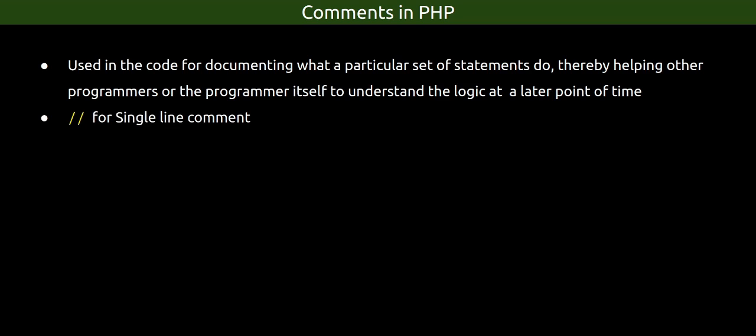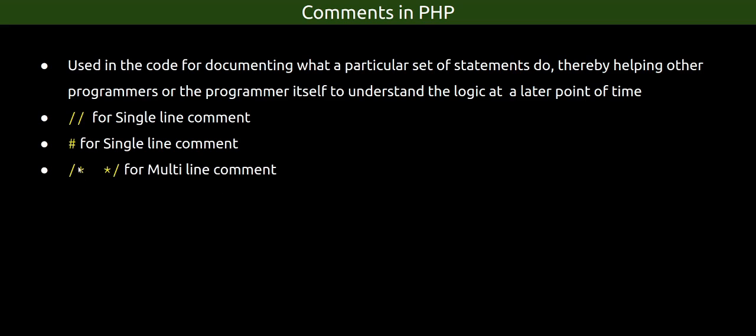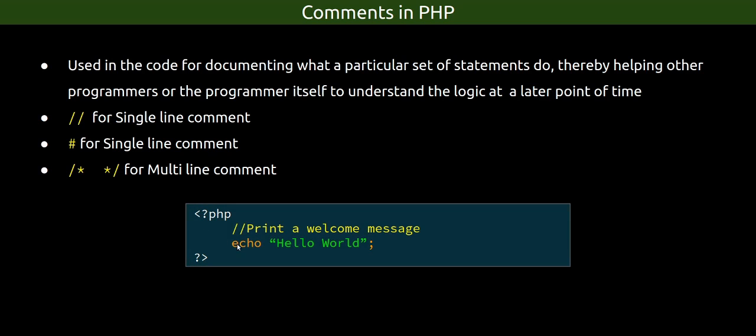And in PHP, you can put comments in 3 ways. If you are putting a single line comment, you can use a double slash and write the comment after the double slash. Or else you can use a hash symbol and then put a single line comment. But if you have a comment which extends more than 1 line, then it has to be put between slash star and star slash. For example, this PHP code has a comment, print a welcome message.